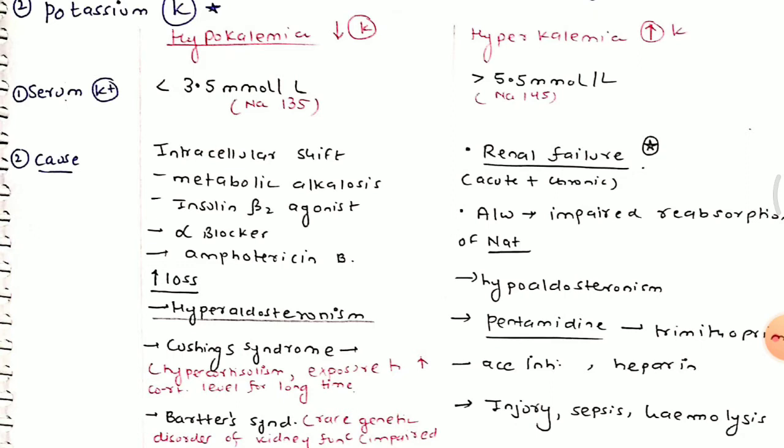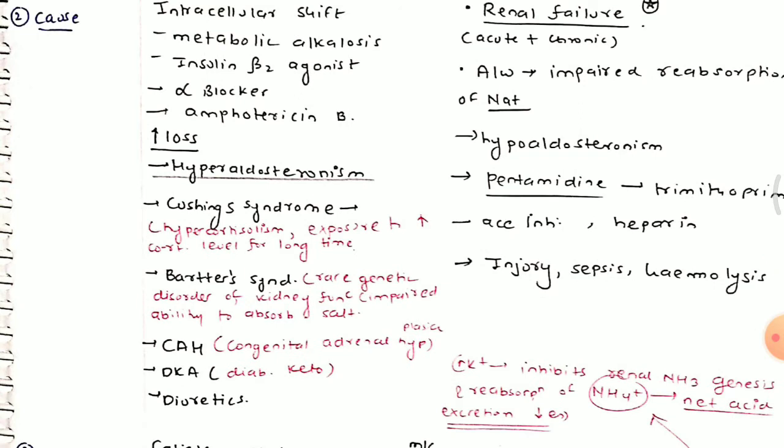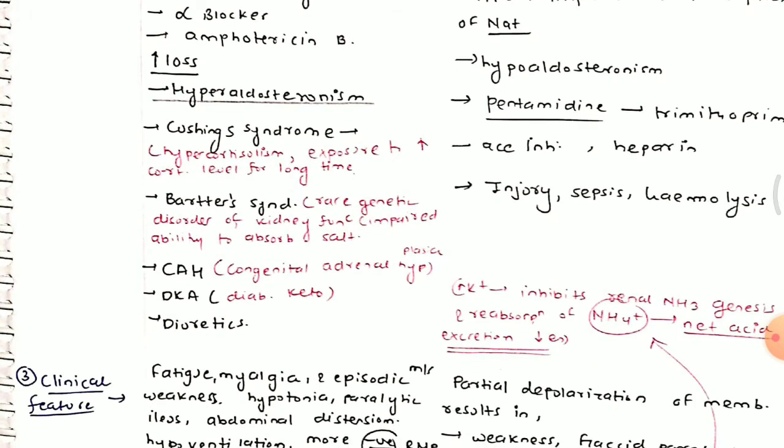hyperaldosteronism, Cushing's syndrome. So what happens in Cushing's syndrome is there is hypercortisolism. The exposure to increased cortisol level for a long time leads to Cushing's syndrome. Bartter's syndrome, which is a rare genetic disorder of the kidney wherein the function of the kidney is impaired, wherein the ability to absorb salt is lost. CAH, congenital adrenal hyperplasia. DKA, diabetic ketoacidosis, and diuretics.